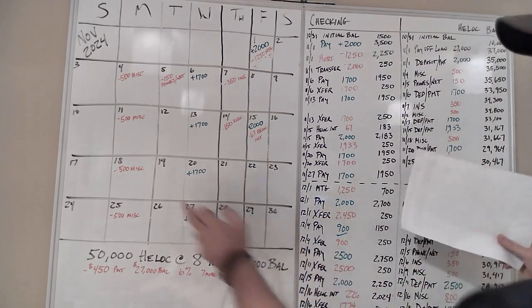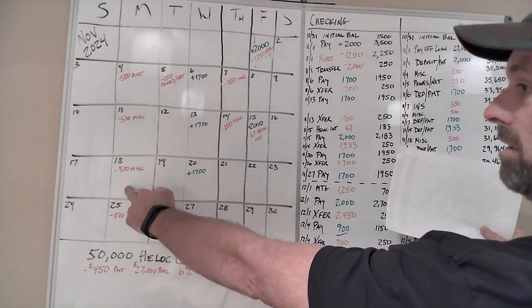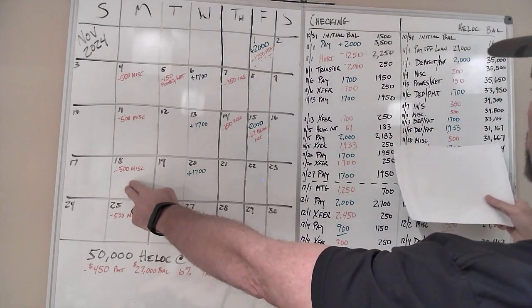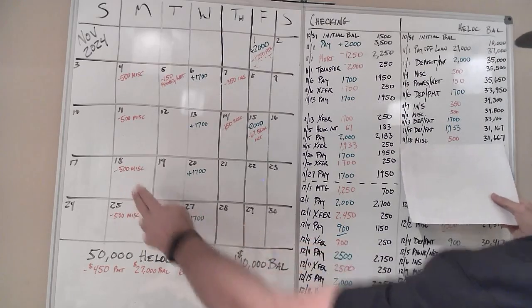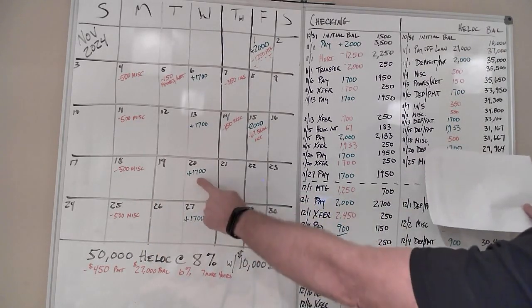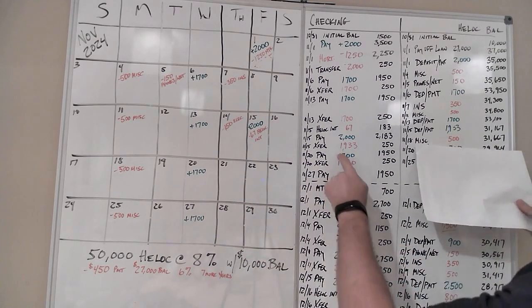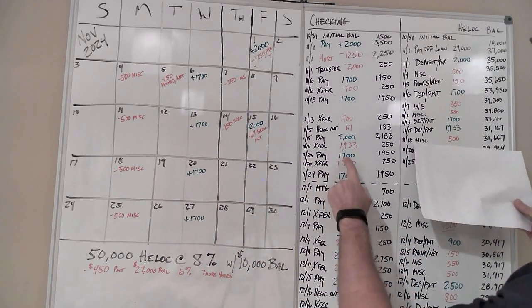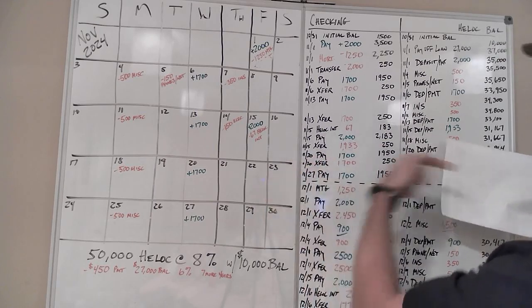And let's see, where are we? The $500 of miscellaneous comes out on the 18th right here, so the balance goes back up by the $500. Then we get a $1,700 paycheck. It goes into your checking account.